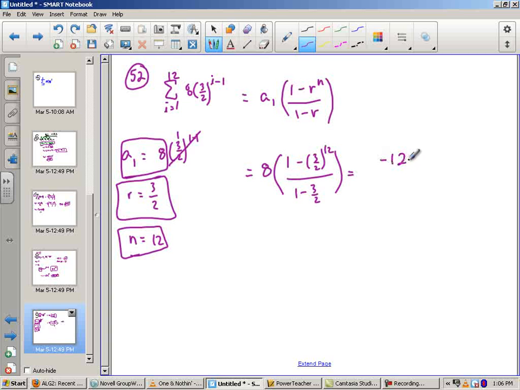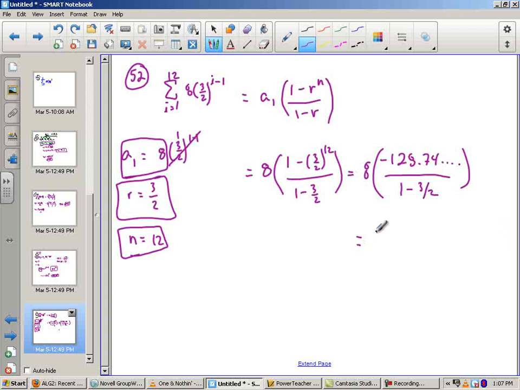I'm going to get something like negative 128.74 dot dot dot. Okay, I've still got the 8 out here. In the bottom, 1 minus 3 halves. If I can do this either by hand or in my head, it saves me a little bit. But what I'm going to do is type in negative, using my answer key. So make sure that you have your answer, and then divided by. So it should say answer divided by, and then parentheses 1 minus 3 over 2, close parentheses.